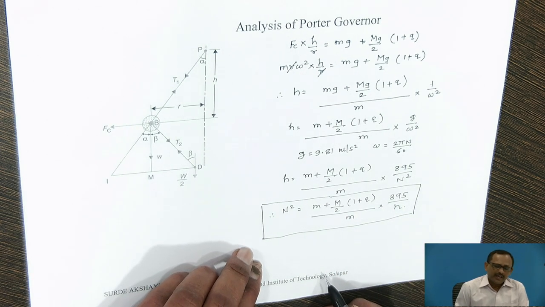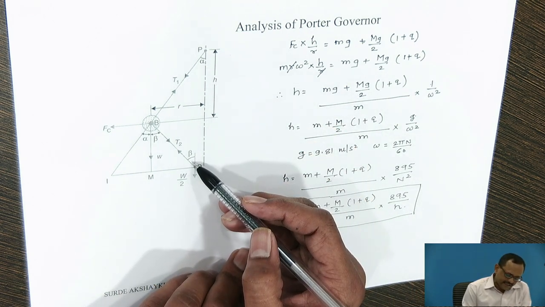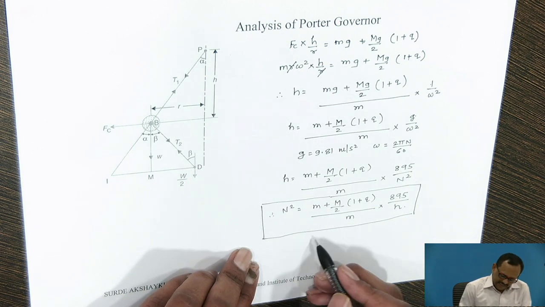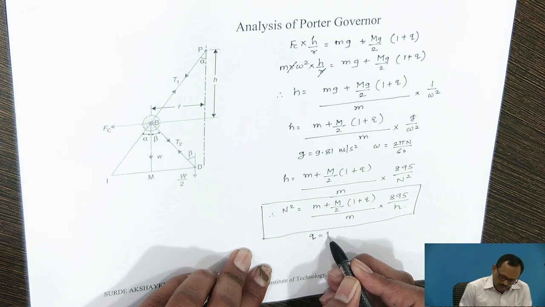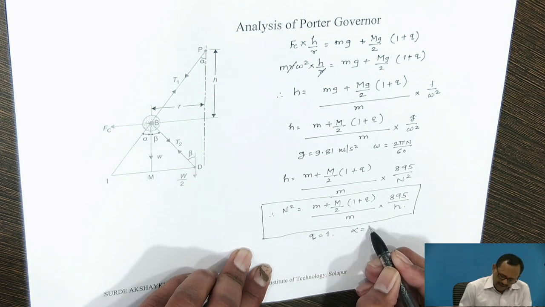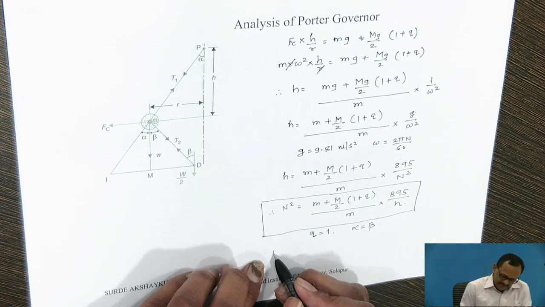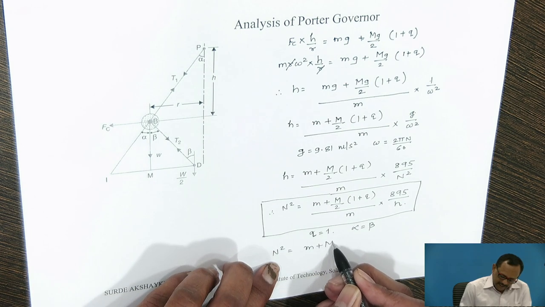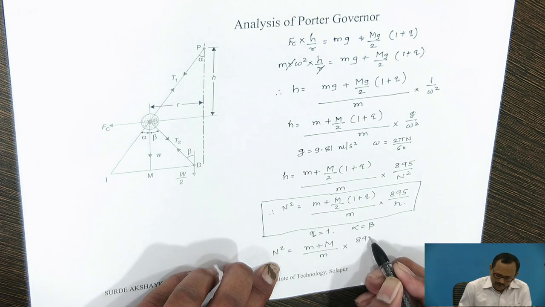Now, if the angle of inclination of the arm and the link, alpha and beta, are equal, then q is equal to 1. If alpha and beta are equal, then q equals 1, and hence it will be n square is equal to m plus capital M divided by small m into 895 divided by h.